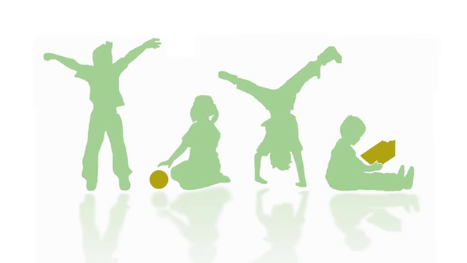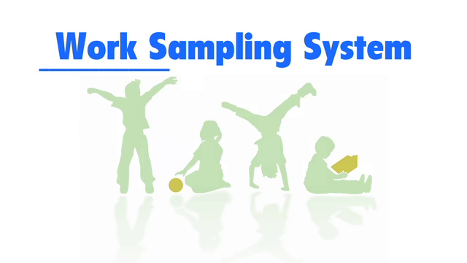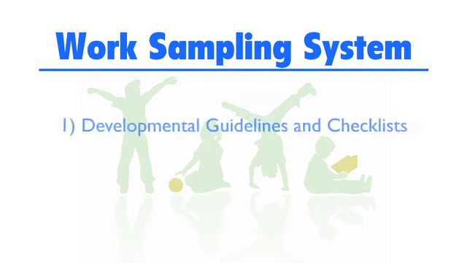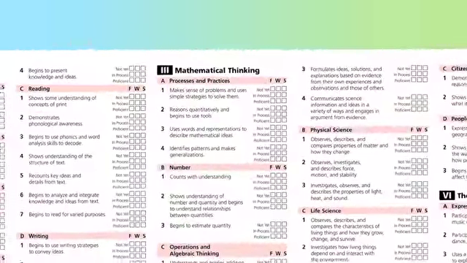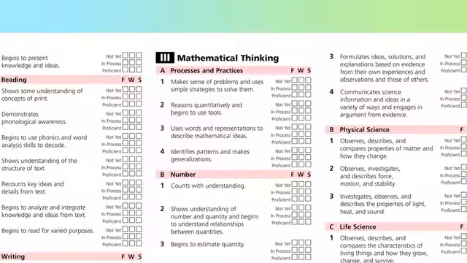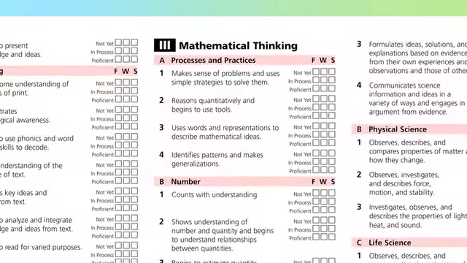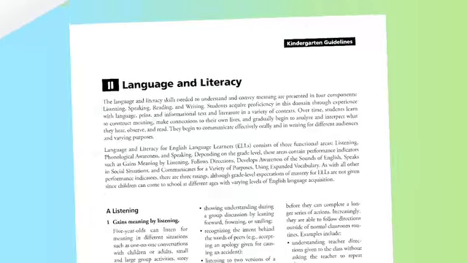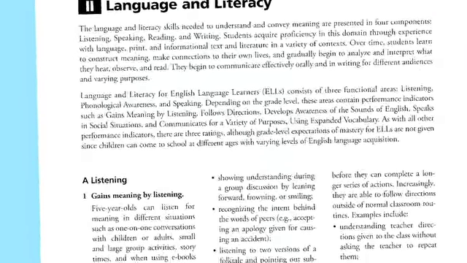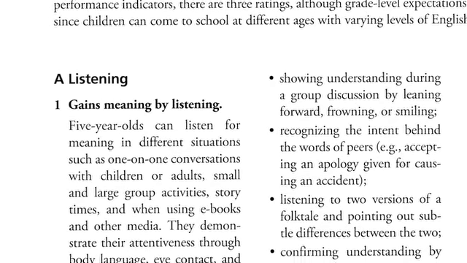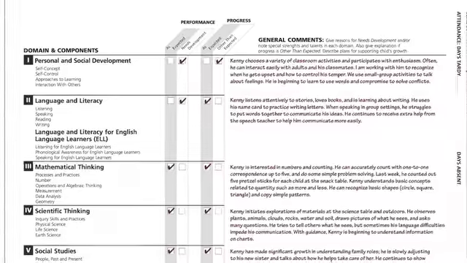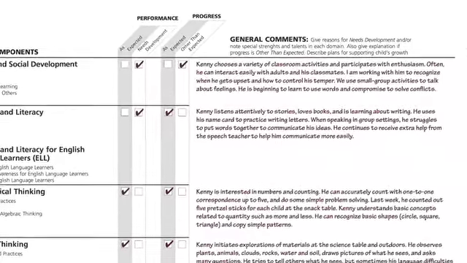The new Work Sampling System is streamlined and consists of two elements: the developmental guidelines and checklists, and the summary reports. The checklists identify performance indicators or standards. The performance indicators are described in the developmental guidelines. Teachers complete summary reports at the end of each rating period.